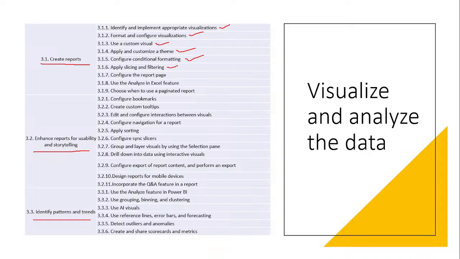From this one, you will understand how to implement the slicer and the filters as per the requirement. After going through these points, you will understand how to configure the report page: how the page size will be, what will be the format of the page, how it looks, whether it is A4, letter size, a lengthy report, or that kind of thing. Then you can use the Analyze in Excel feature. This is somehow where we will move on to Power BI service.